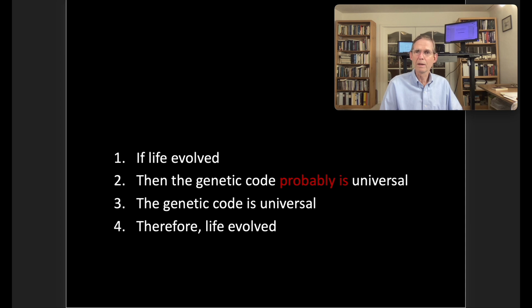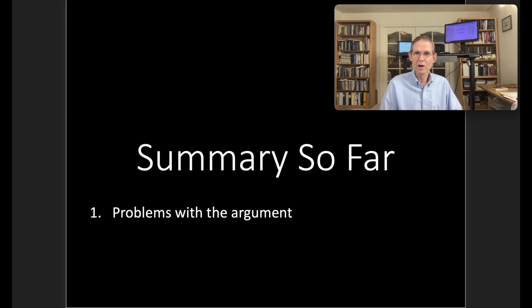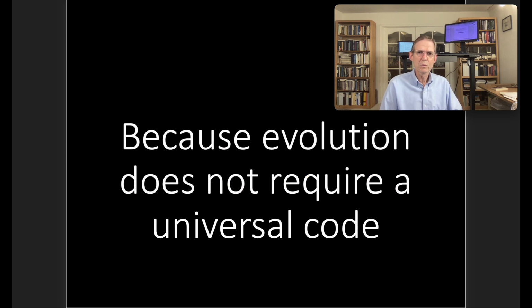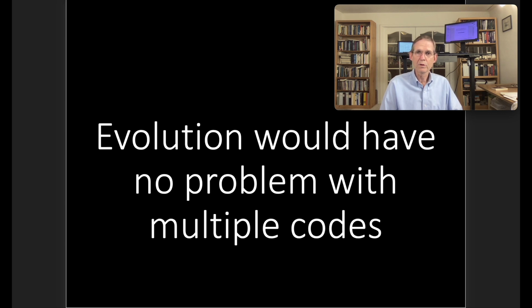How about if we make it probabilistic? If life evolved, then the genetic code probably is universal. Well, no, we really can't go there because how many times have we seen life evolve? We can't make a statistical argument like that. So to summarize so far, we see some problems with this argument. But it gets worse because evolution does not require a universal code. In fact, evolution would have no problem with multiple codes.